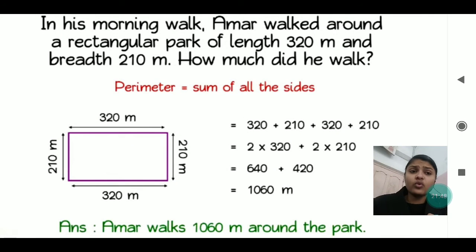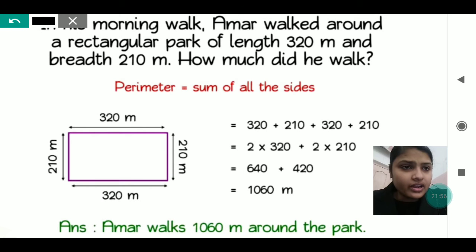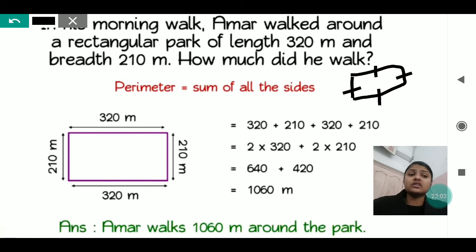Now there is one question, a word problem. In the morning walk, Amar walked around a rectangular field. Which kind of field is it? Rectangular. What is the feature of a rectangle? Two opposite sides are equal. All sides are not equal, only opposite sides are equal.